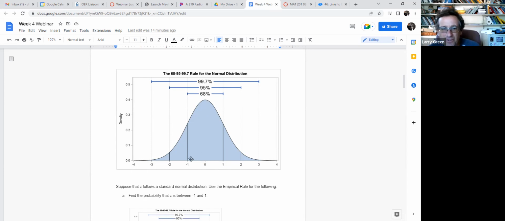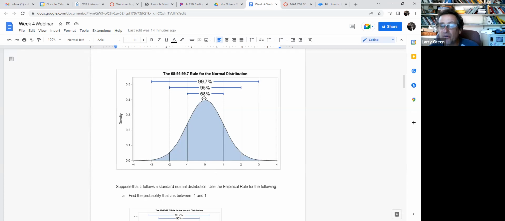So that means that if you go 1 standard deviation to the left to 1 standard deviation to the right, you look at the area under that curve, which is the probability of being within 1 standard deviation away from the mean when you have a normal distribution. That area is 0.68 or 68% probability. Any questions on that idea?